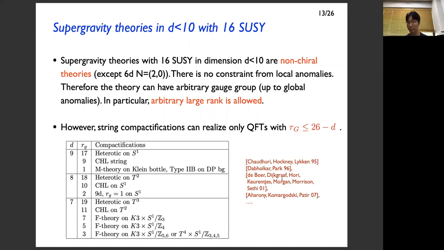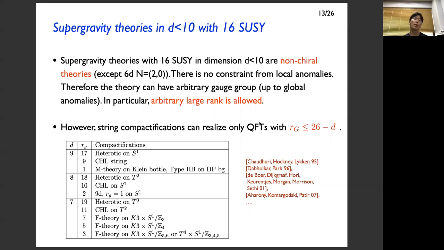And there is a sharp contrast between the number of possible theories: in string compactification it is finite. On the other hand, if you look at just the low energy supergravity theory, it seems that we have infinitely many supergravity theories. So there is a very big contrast between these two. So it seems that the string Swampland principle is violated even with the 16 supersymmetries.